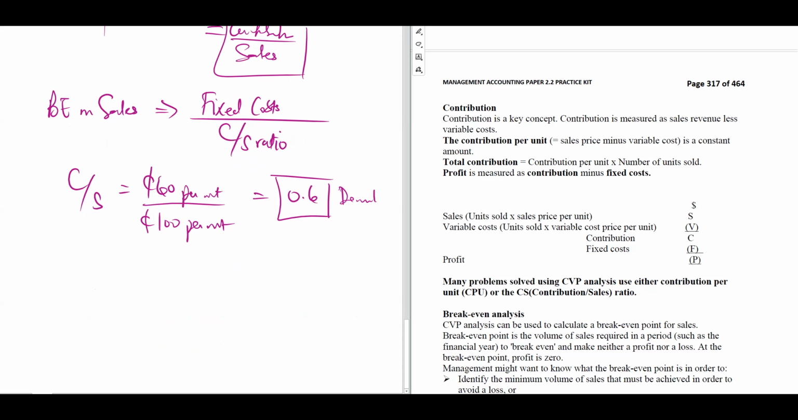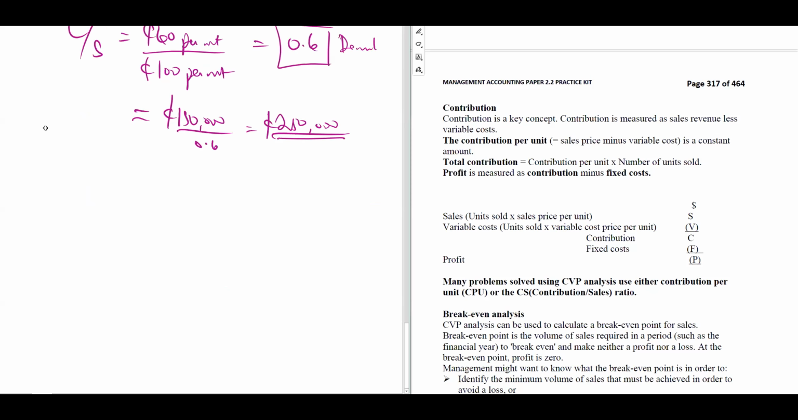I can still do the same thing, but now I'll just take the fixed cost, which was the 150,000, and divide by what? The 0.6 CS ratio. And I'll still get the same 250,000 cedis as the break-even in sales. Are we okay? This is just basic CVP, right?